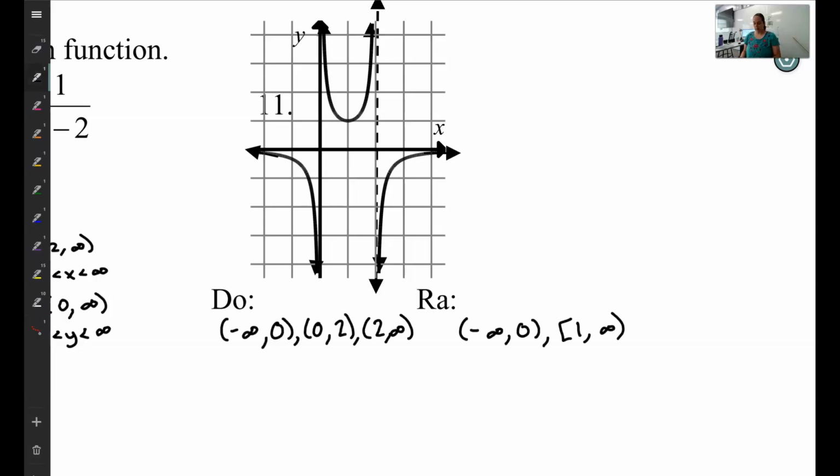Okay, domain, negative infinity, up to 0, 0 to 2, 2 to infinity, all with parentheses because we're going up to that point but not including it. Range, you need to be extra careful. Now, if you look at the bottom half of the graph, range is from negative infinity up to 0, and we're getting closer and closer to 0 but never touching it. However, the top half goes from 1 up to infinity, and we are including 1. So we want to have a bracket on that.